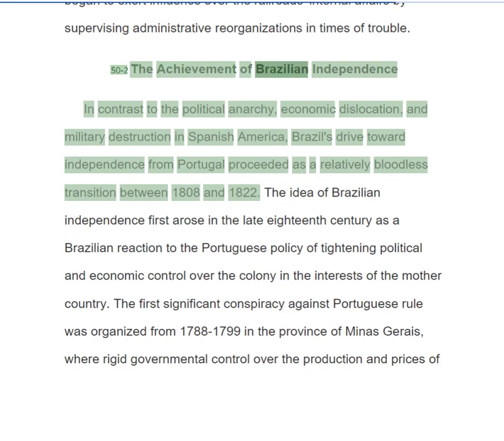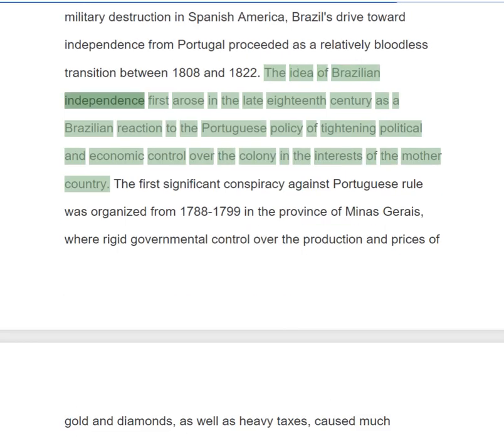The achievement of Brazilian independence, in contrast to the political anarchy, economic dislocation, and military destruction in Spanish America, Brazil's drive toward independence from Portugal proceeded as a relatively bloodless transition between 1808 and 1822. The idea of Brazilian independence first arose in the late 18th century as a Brazilian reaction to the Portuguese policy of tightening political and economic control over the colony in the interests of the mother country.